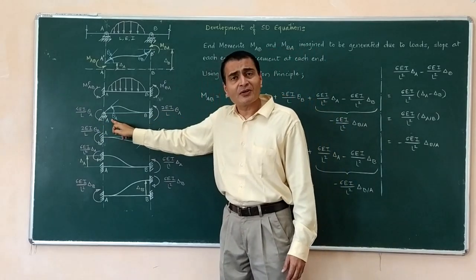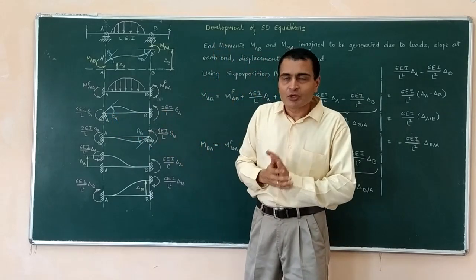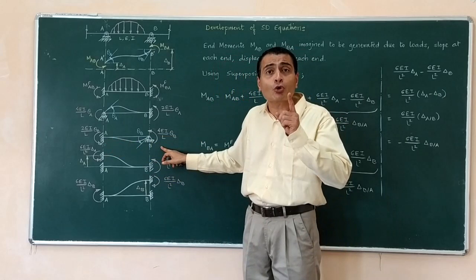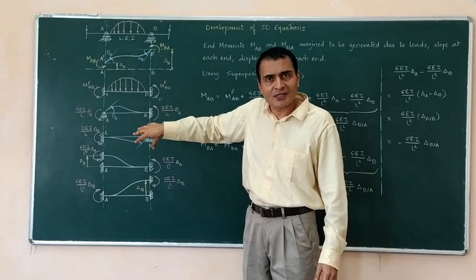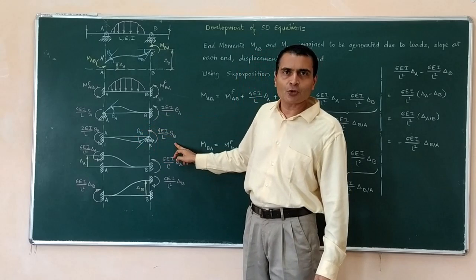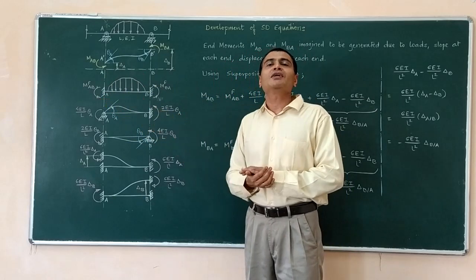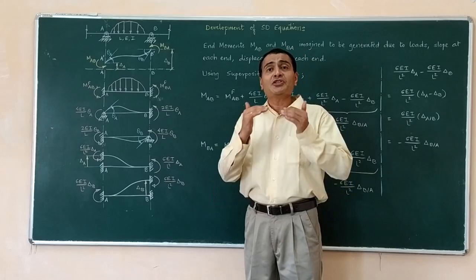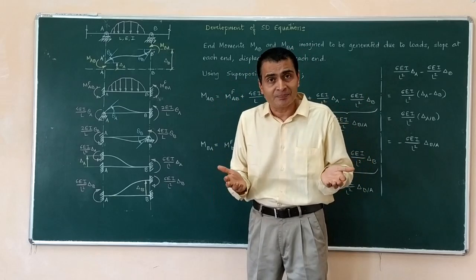Once this effect is considered, now I am considering far end rotation. That is, I am considering slope theta B. So I have fixed joint A, I have released joint B only for rotation, not for translation yet, and I am giving anticlockwise rotation theta B, corresponding moment anticlockwise 4 EI upon L into theta B, and of course half of it is generated on the other end or far end, that is 2 EI upon L into theta B.